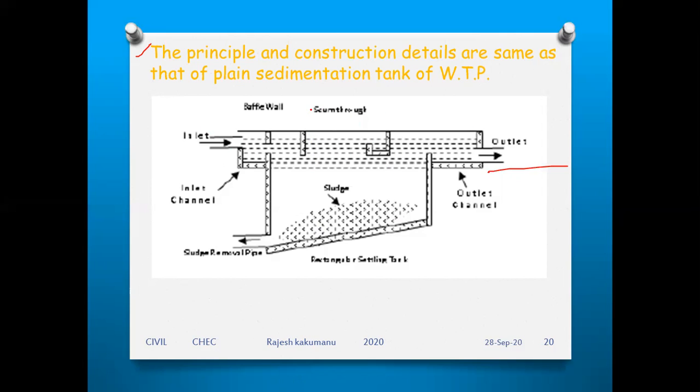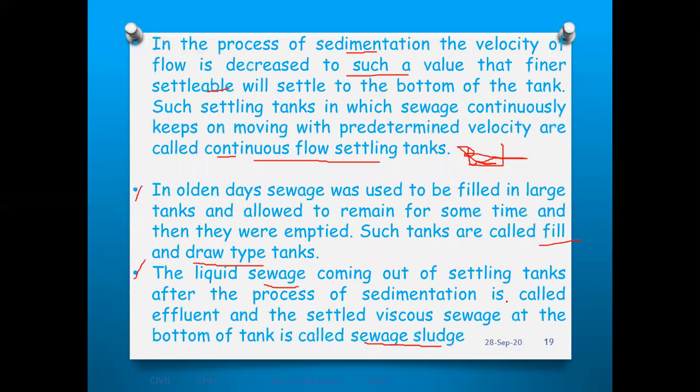So the water is moving. Here, the solid particles which are collecting at the bottom of the tank are settling down, and these are moved into the sludge removal pipe. So in some cases, the tank will be straight. In some cases, the tanks will be slant.